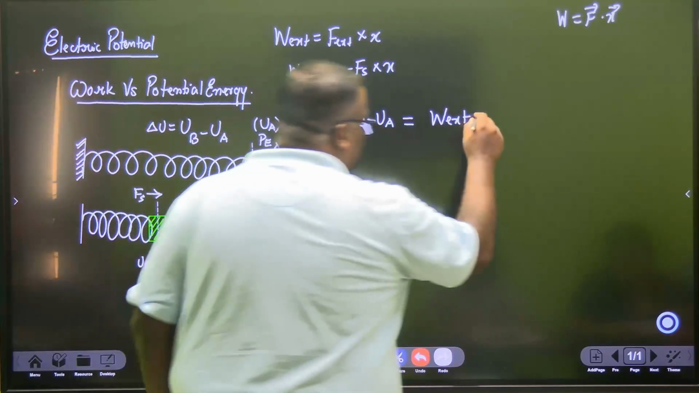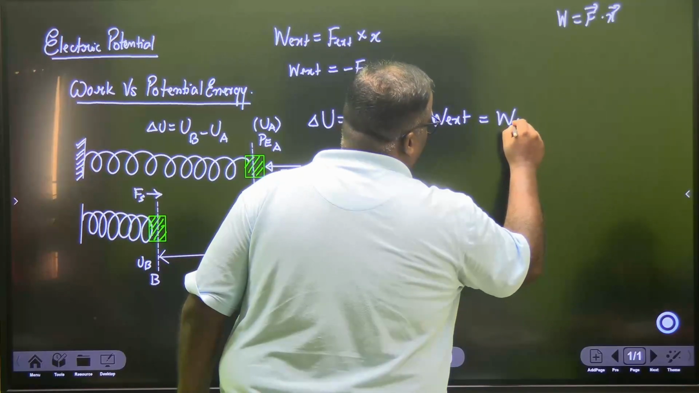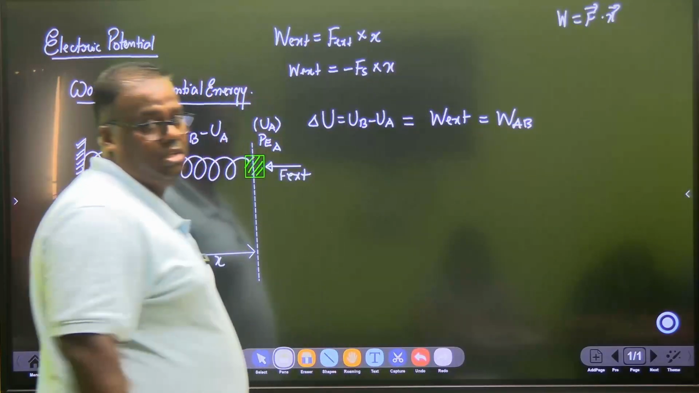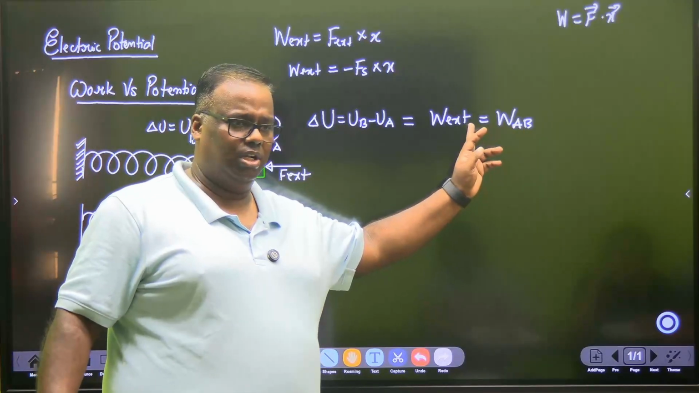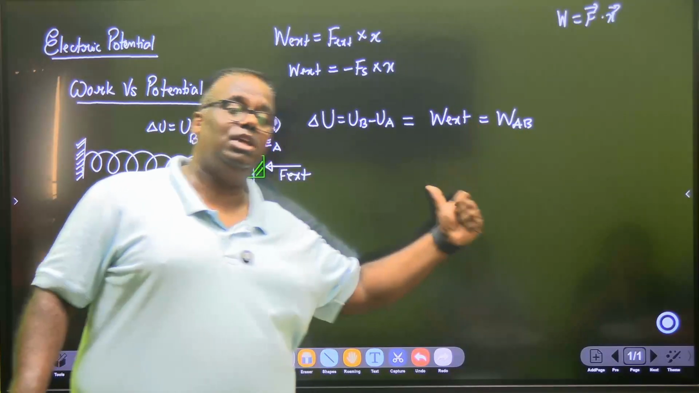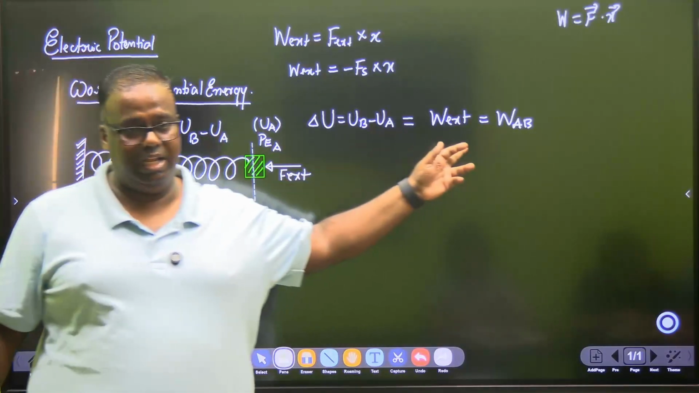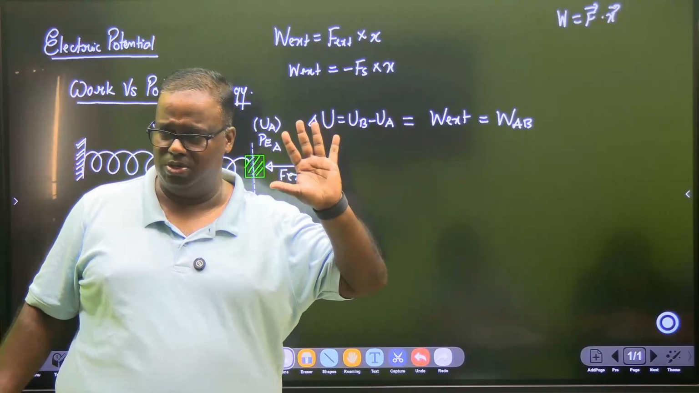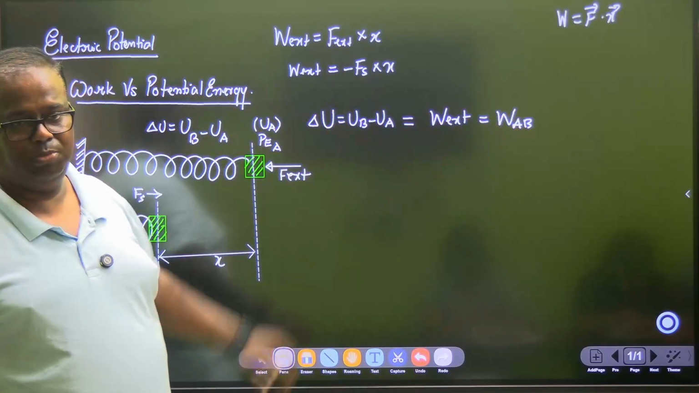What was the external work done? The work done in moving the charge from where? Moving the charge from A to B. See the notations: work done from moving A to B, the external work done. And if I see this work from the electric force, the spring force perspective, I will say negative of this work. Is this negative understood? Okay. So this work got converted into the potential energy.